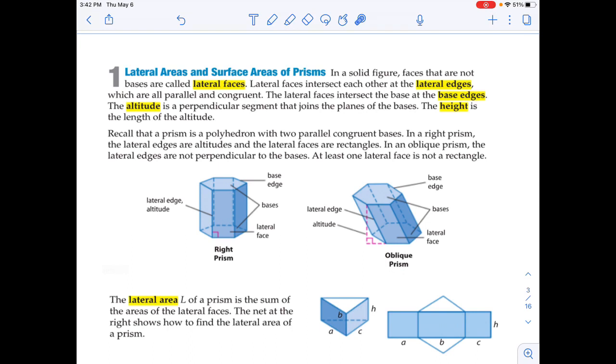So recall that a prism is a polyhedron with two parallel congruent bases. So these are congruent bases and they are parallel to each other. In a right prism, the lateral edges are altitudes and the lateral faces all are rectangles. So notice all the lateral faces are rectangles in a right prism. In an oblique prism, the lateral edges are not perpendicular to the bases. You notice they don't form 90 degrees. And at least one lateral face is not a rectangle. You can tell here this face is a parallelogram.